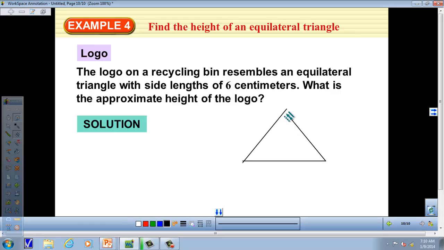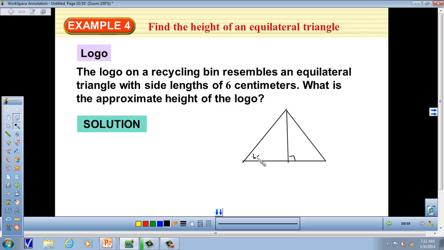Now remember, if it's an equilateral triangle, that means that each of the angles is equal to 60. Since we want to know what the height of the triangle is, I'm going to draw a line going straight down here. And that's not a perfect equilateral triangle, but we'll use it.